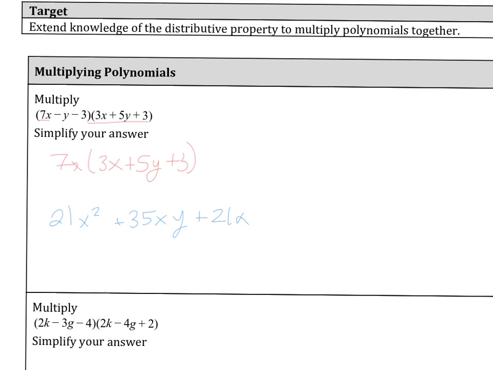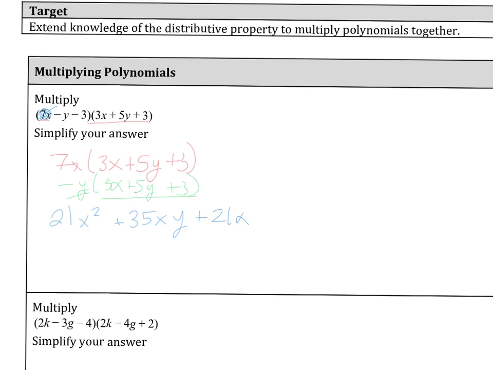And now I know I've dealt with this 7x, so I'll move on to the next part. Mentally what I'll do is I'll be doing negative y times 3x plus 5y plus 3. And why don't you pause the video? I'm not going to explain what I'm doing. I'm just going to do it. I'm taking negative y times each of these parts. Pause it right now. When you start it up again, you'll see me write my answer out without speaking.